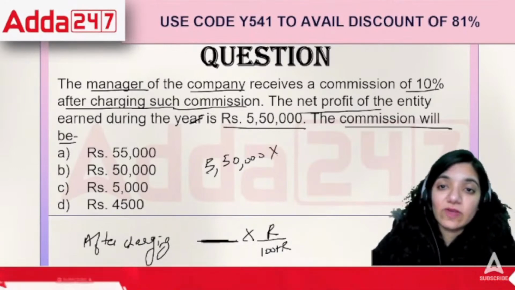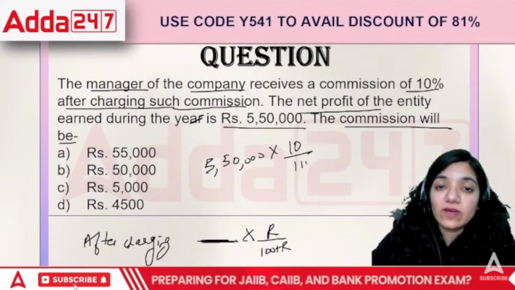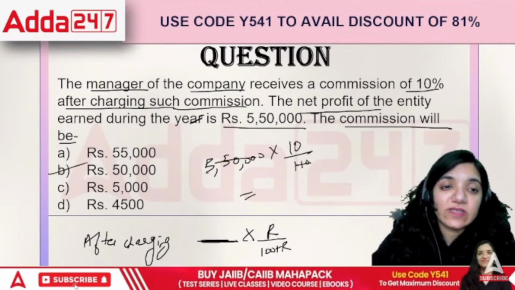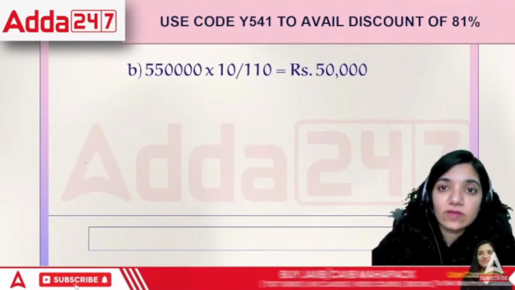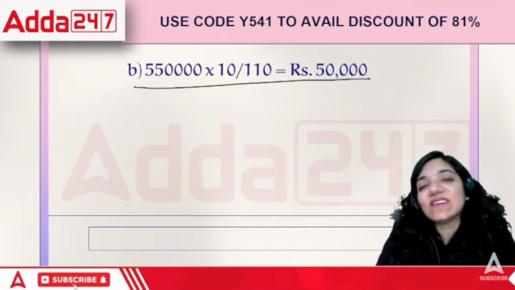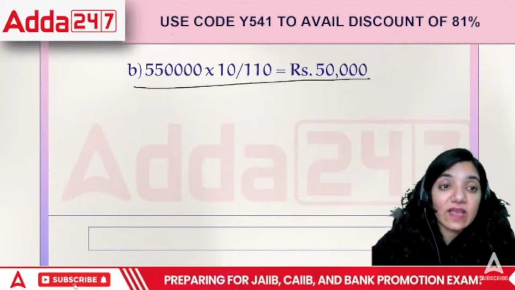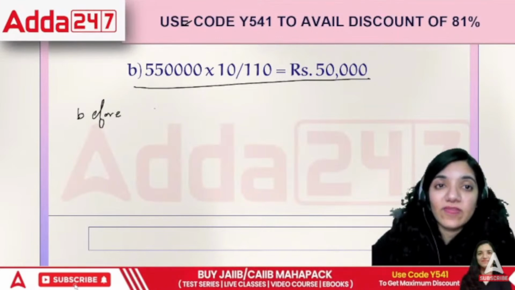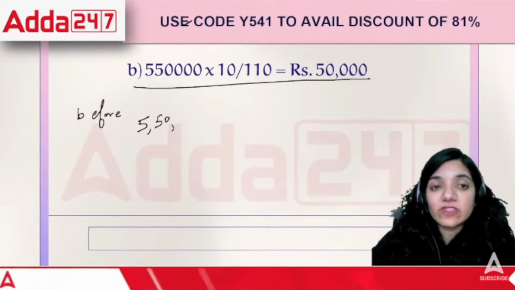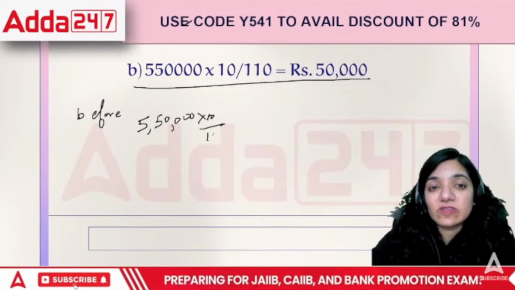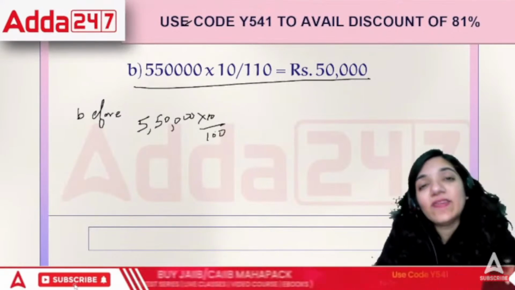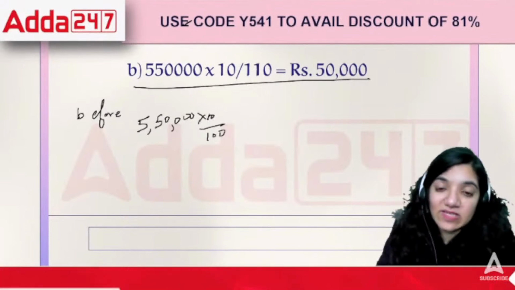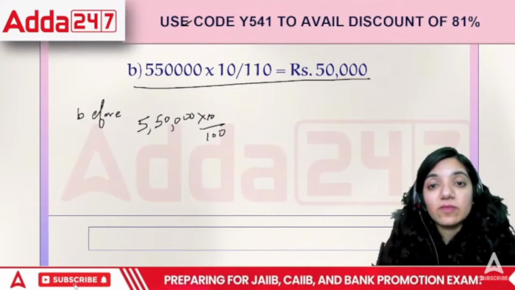That is 5,50,000 into rate, which is 10, upon 110. So in this case, the value will come out to be 50,000. That's the answer. Such kind of questions can be asked. It can be either after or it can also be before. That means it can be 5,50,000 multiplied by 10%. When it says before charging such commission, then 10 divided by 100. Or after charging, 10 divided by 100 plus 10%. That is rate upon 100 plus rate.